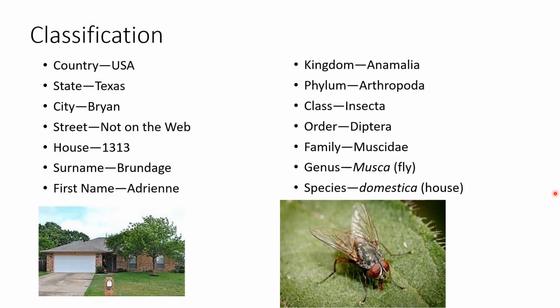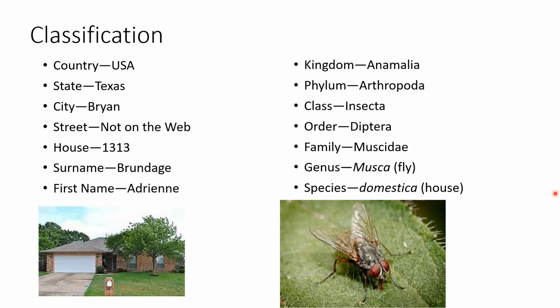We have to go even smaller than just this house. So you can't just say occupant and assume it's going to get specifically to me. So we'll go with my surname. My last name is Brundage. But there is more than one Brundage that lives in this household. So if you sent a letter to Brundage at 1313 Not on the Web Street, Bryan, Texas, United States, there are several people who would open that letter and say, no, this is to one of us.